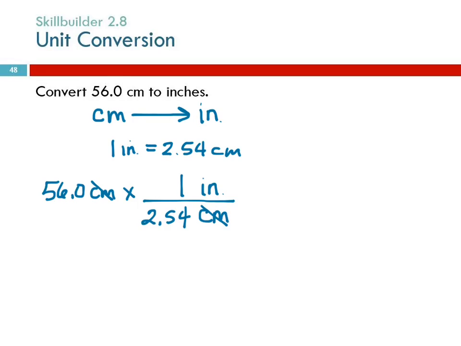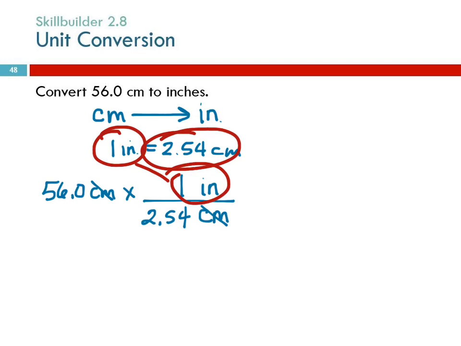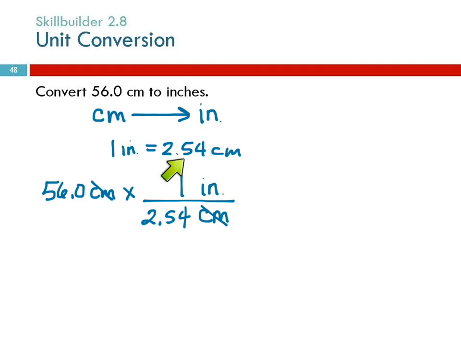So this part goes here, and this guy comes to the bottom. Common mistake is students will put the number 2.54 on the top and the 1 on the bottom. But that just doesn't work. We need the top to be equal to the bottom.